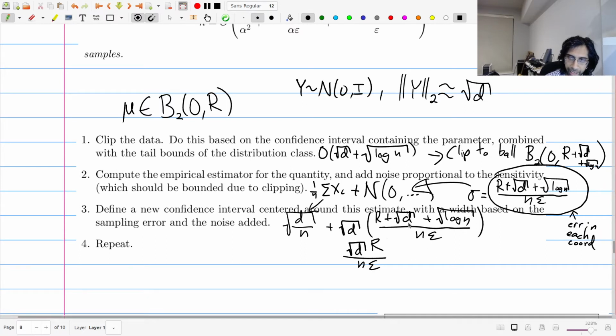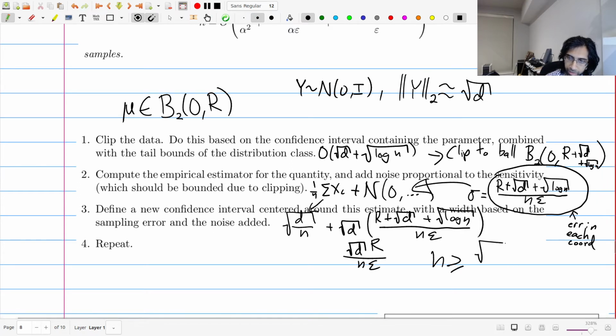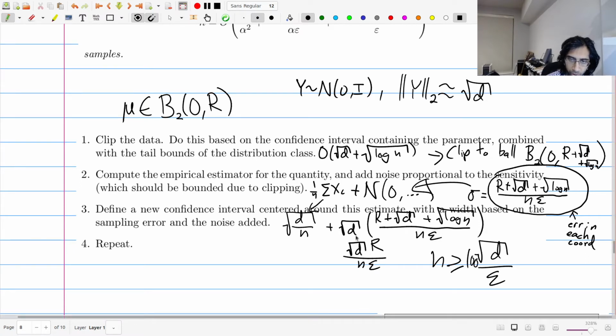And in order to make a constant factor improvement, that is, originally we started with a ball of radius r, we need that n is greater than or equal to square root d over epsilon. Just say like 100 square root d over epsilon. The reason why is because this will shrink this ball by a significant constant factor, and therefore we'll have made progress in the same way we've made before, where we shrink it by a constant factor.